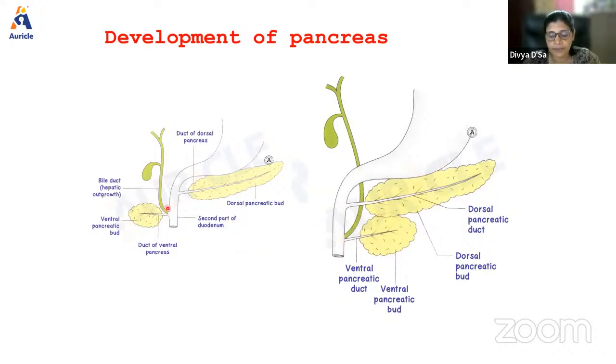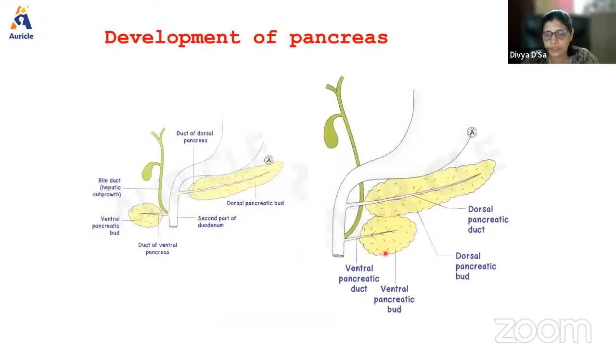So as the liver develops and occupies its normal position on the right side, that is the right hypochondriac region, the portion which is forming the duodenum also rotates. Because of the rotation, the ventral bud comes to lie on the dorsal side and fuses with the dorsal bud. Each of these will have their own ducts, which will be opening into the duodenum.